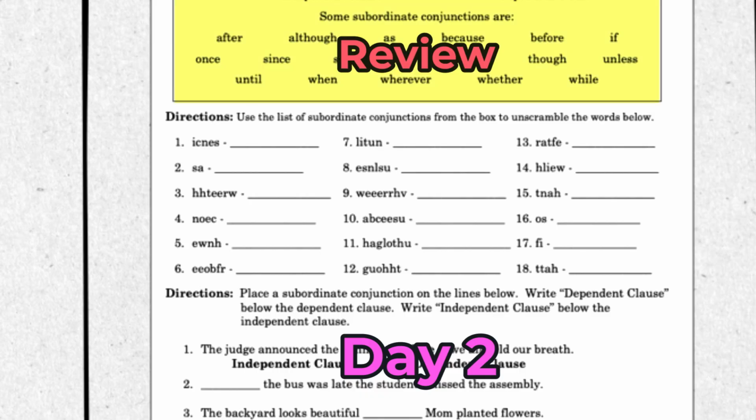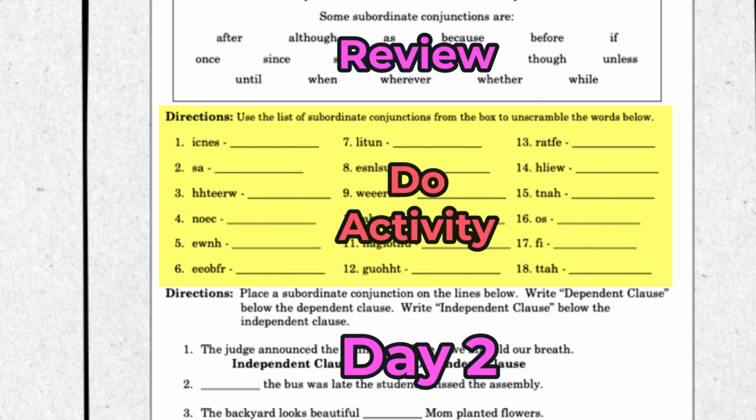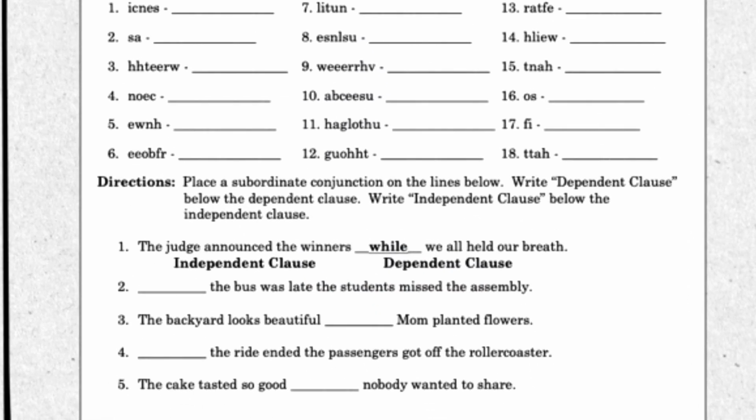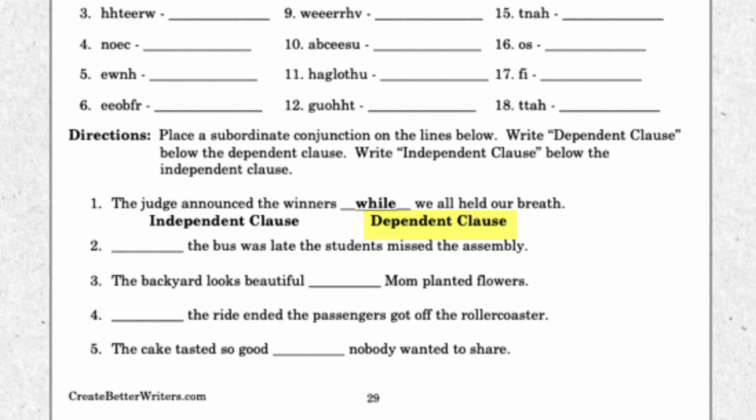So we might come back on day 2 and review that. And the activity there has them unscrambling the subordinate conjunctions. So again, it gets them back into reviewing and getting comfortable with the subordinate conjunctions. Then we'll talk about dependent clauses, and they'll learn that dependent clauses are called dependent clauses because they depend on something else for their complete thought. And that something else is an independent clause.